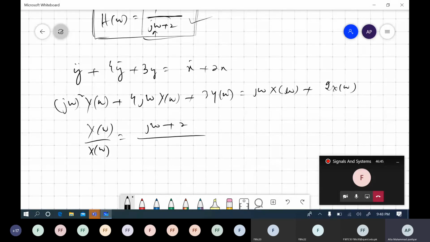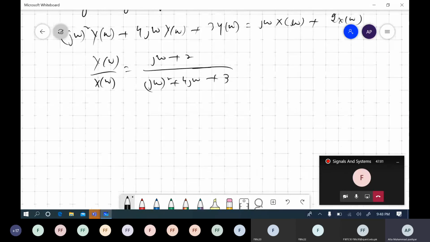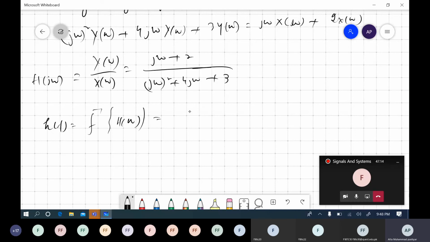(j omega plus 2) upon (j omega) square plus 4 j omega plus 3, right? Now this is equal to our frequency response. If we want to compute the impulse response, then we need the inverse Fourier transform of H of omega, right? Then how can we achieve this? Because earlier we have computed many inverse Fourier transforms, but none of them looks like this.